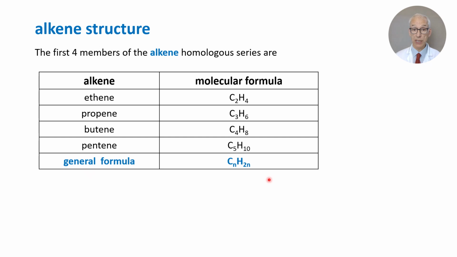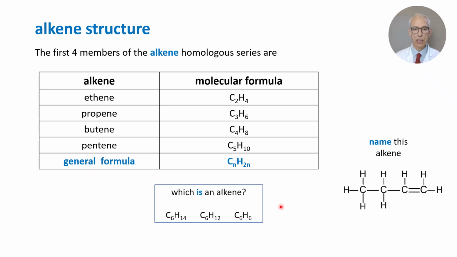So here are a couple of alkene problems. What is the name of this alkene? Well, it's got 4 carbons, 8 hydrogens. It's butene. Which of these 3 formulae represents an alkene? Stop the lesson, work out which it is. Okay. It's got to follow the formula CnH2n. So the only one that does is C6H12. So 2 times 6 is 12. So C6H12 is an alkene.